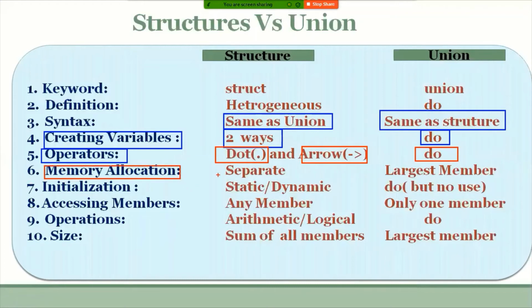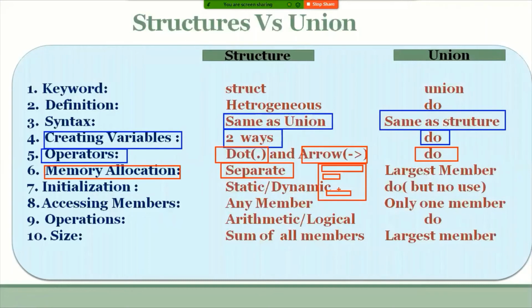This is the main difference in the case of structures. Each and every member will occupy separate memory. Separate memory in the sense like, for character array, 10 bytes. Integer, that is roll number, 2 bytes. Percentage of marks, 4 bytes. Like this, memory will be allocated separately in the case of structures.